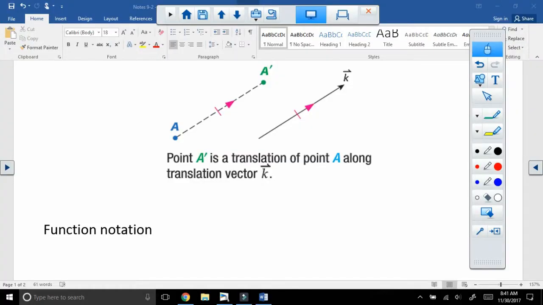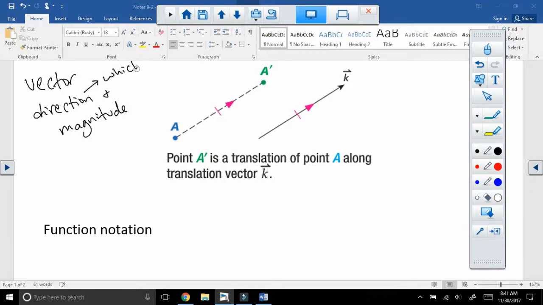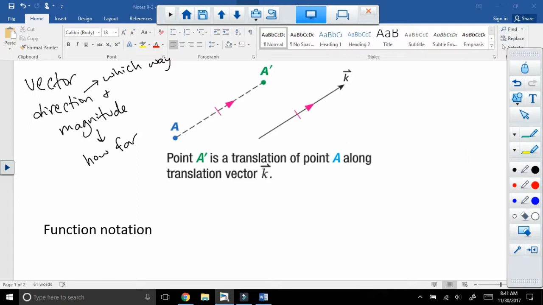So that vector has two things. The vector needs to show both direction and magnitude, meaning which way it's going, and the magnitude is how far it's going in that direction. So these look a lot like rays, but they don't go on forever. They just go on for a certain amount of time. So the vector is going to tell you both of those things.